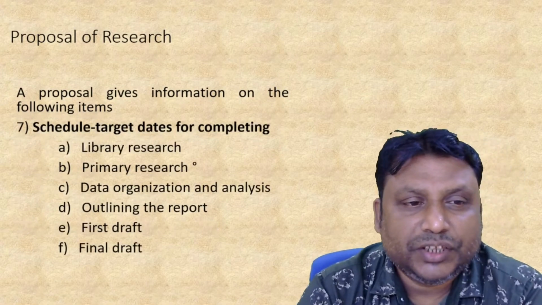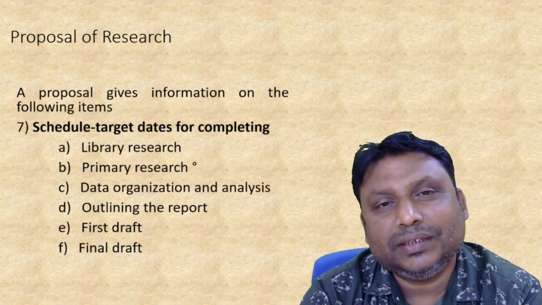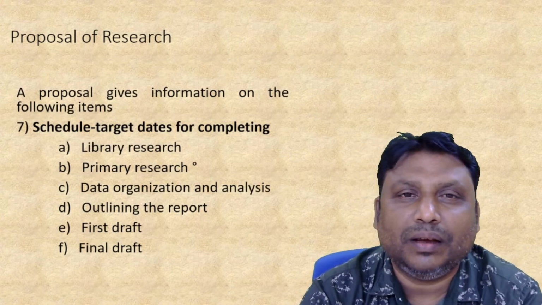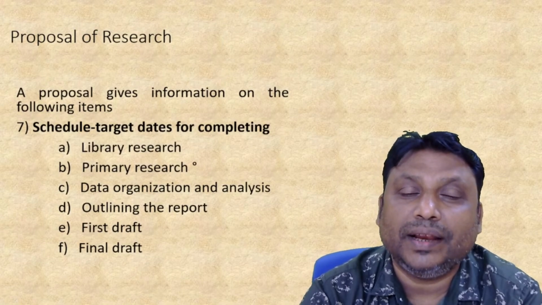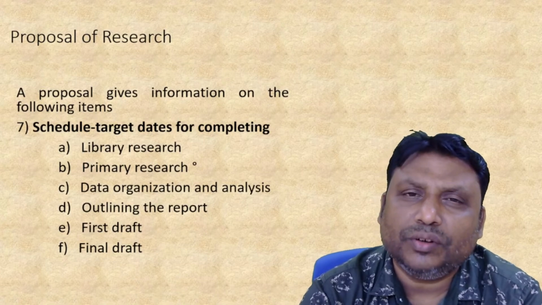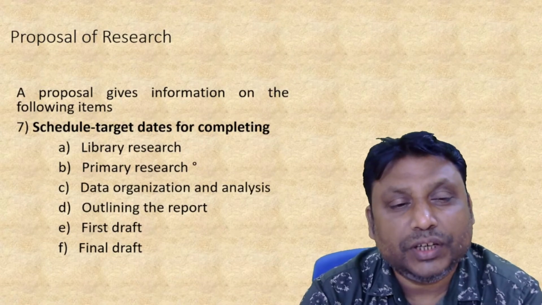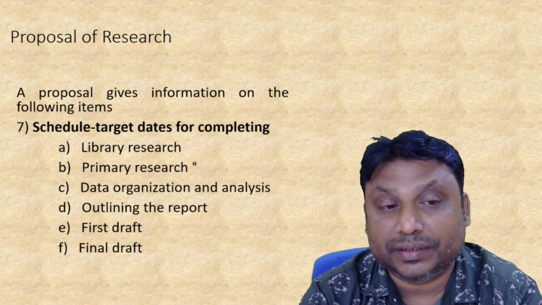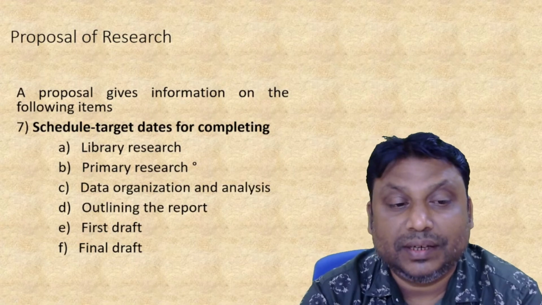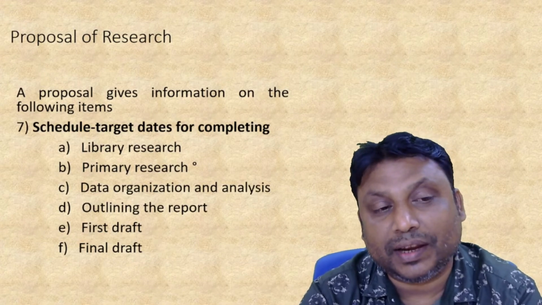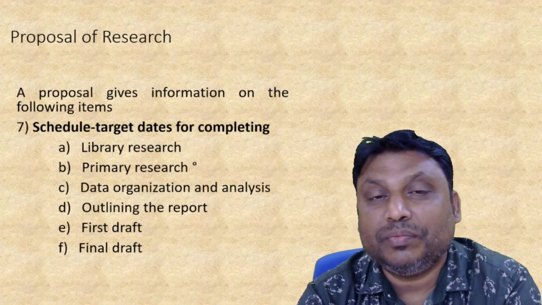Then schedule, target dates and completion. When you are going for your research work, how much time should be required? What is the date by which you have to complete your research work? So many things you have to prepare, and they should be mentioned there. Substitute target dates for library research, primary research, data organization and analysis, outline of the report, first draft and final draft. This should be clearly mentioned.